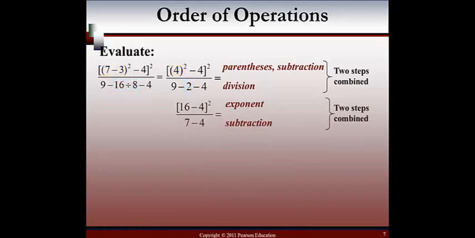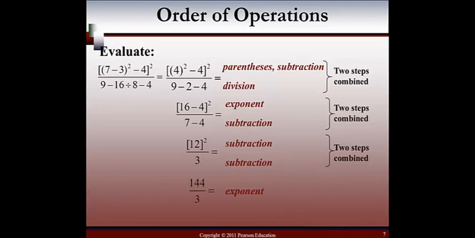Then we are taking our 4 to the second power, and that becomes 16 on top. And then on bottom, we took 9 minus 2, which became 7. So we did the exponent on top, and we did subtraction on bottom. Then we are going to do subtraction on top. We took 16 minus 4, and that became 12. And then we took subtraction on bottom, which became 7 minus 4, which gives us our 3.